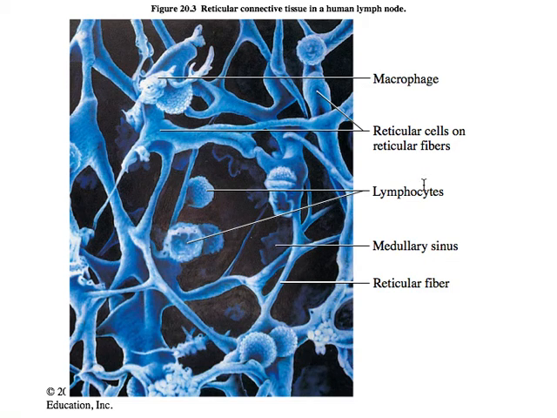The lymphatic system is not just a system of drainage for interstitial fluid. It also ensures that as that fluid is moving through, it is coming into contact with a number of different cells that are going to help fight off any infections that might be part of that lymph.